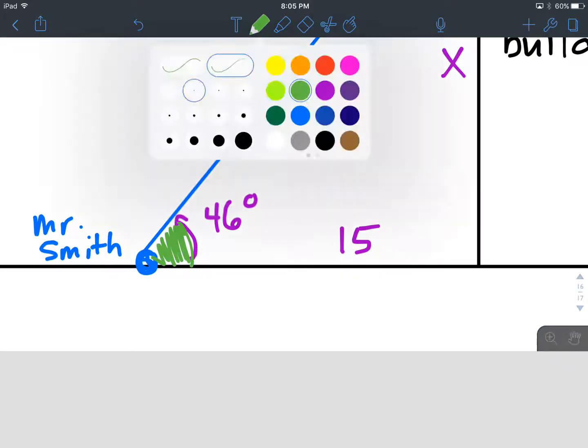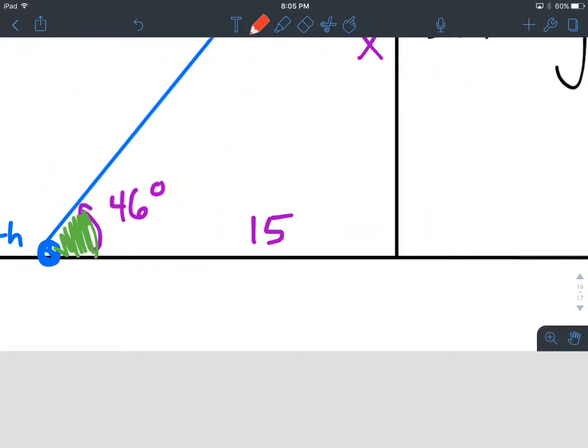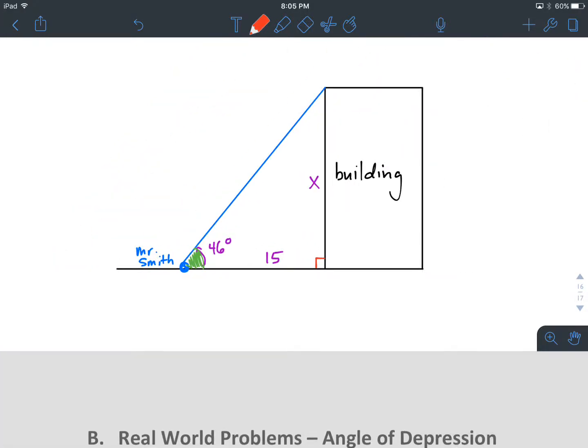Now you know what, before we do this, let's also talk about the fact that we can assume that this is going to be a 90-degree angle here between the ground and the building. Now is that strictly speaking true? Probably not, but for a question like this, that's a safe assumption to make. So that's an assumption, but that's okay. That 90-degree angle there we're going to make.